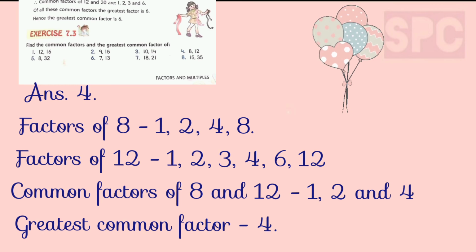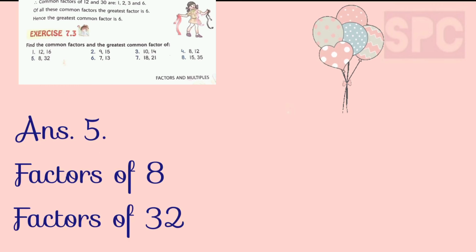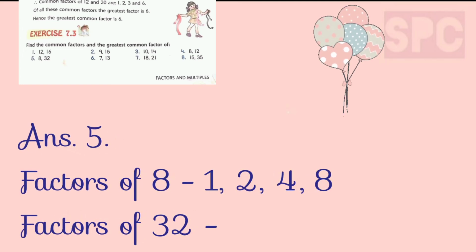Let's move on to question number 5. 8 and 32. So let's write all the factors of 8. 1 8s are 8, so 1 and 8, and 2 4s are 8, so 2 and 4. These are the factors of 8. 8 doesn't appear in any other number's table, so these are the factors of 8.